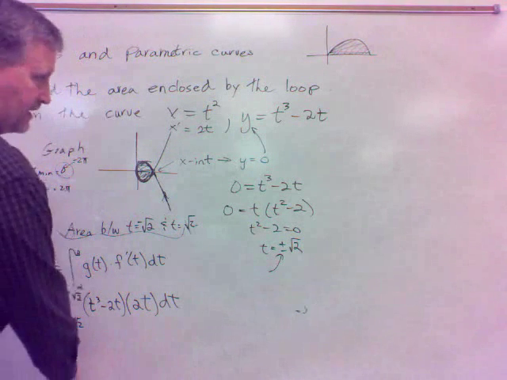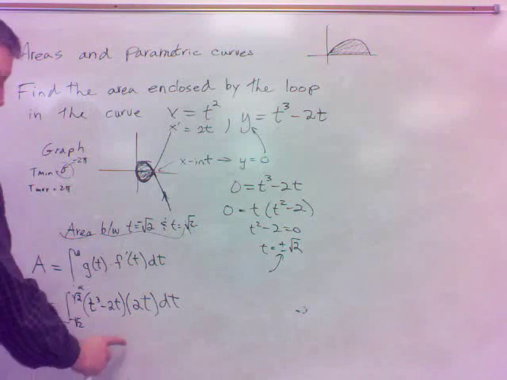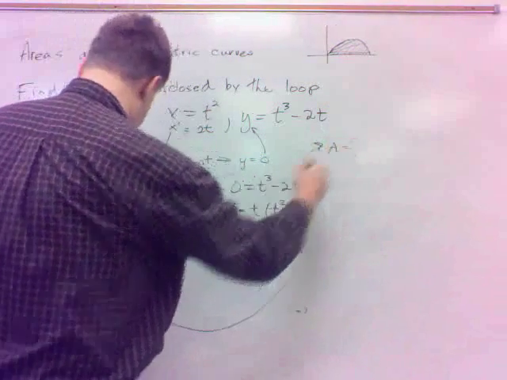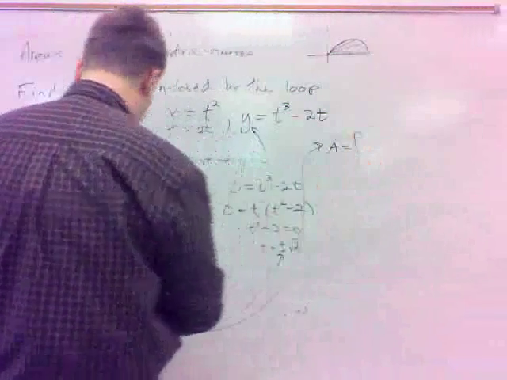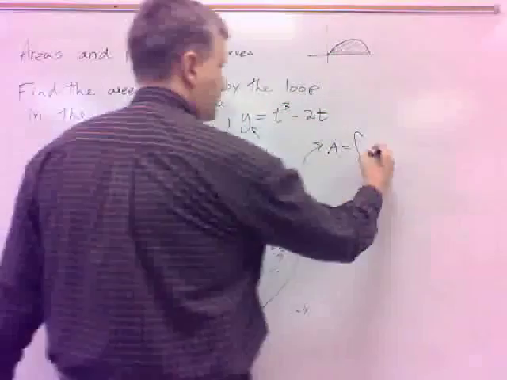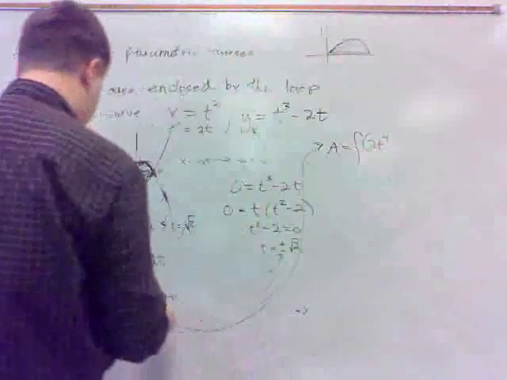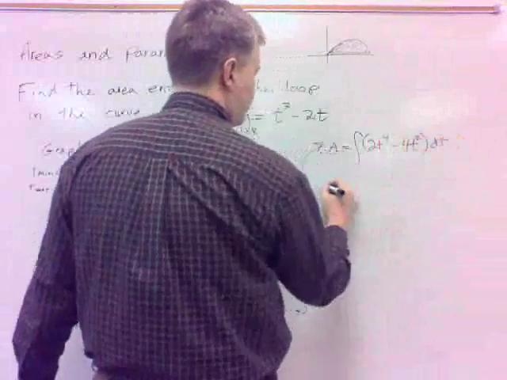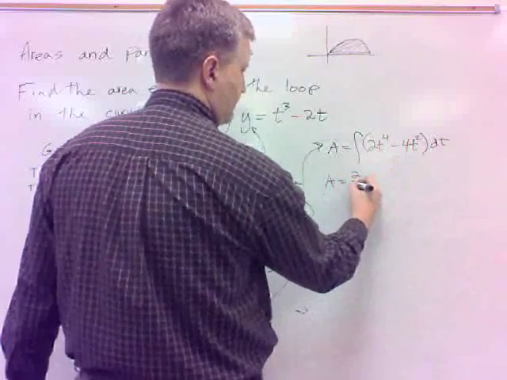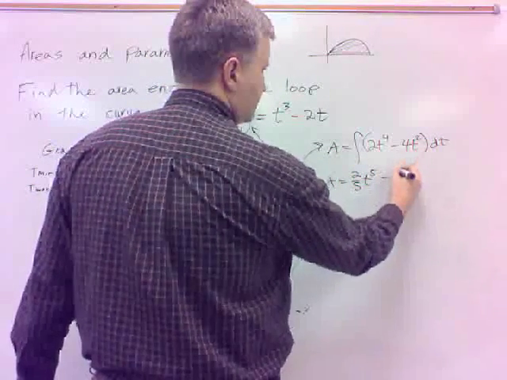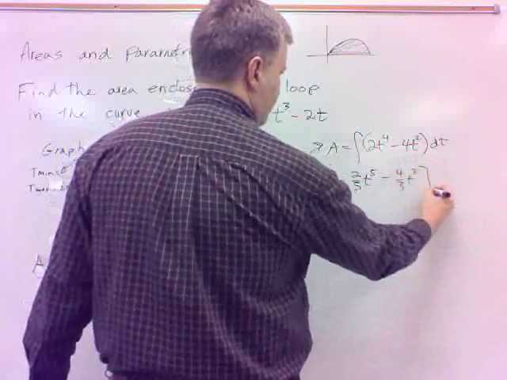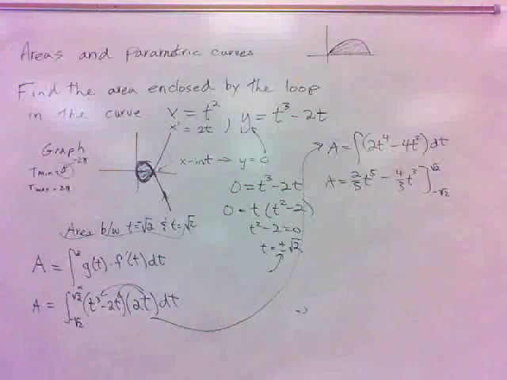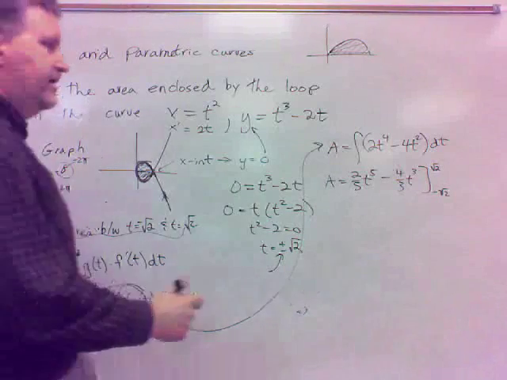Well, it's a lot nicer one than we had previously. All I have to do here is multiply that out. 2t times that would be 2t to the fourth. 2t times minus 2t is minus 4t squared. And then it's just the antiderivative. So that would be 2/5 t to the fifth minus 4/3 t to the third, and I'm going to go from negative square root of 2 to positive square root of 2. And that'll find my lovely little area.